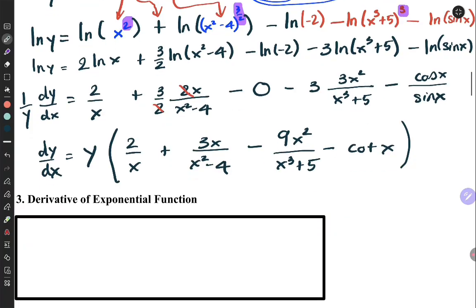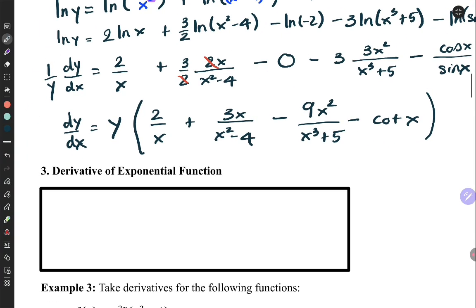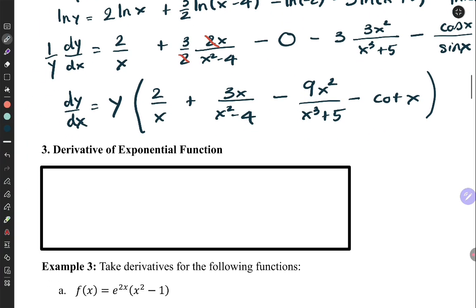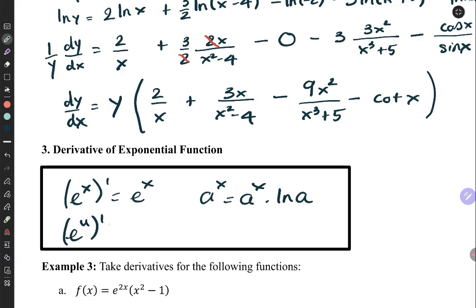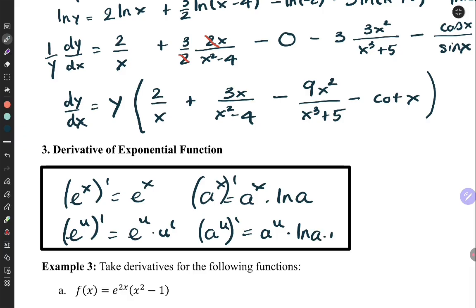Derivative of exponential function. Actually, this one I gave to you last time, yesterday. e to the power x, and a to the power x is a to the power x times ln of a. Then you have the chain rule version. e to the power u times u prime. a to the power u. Actually, I missed the derivative. a to the power u times ln of a times u prime. There you go.